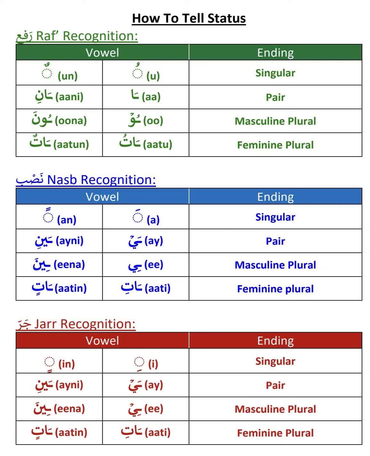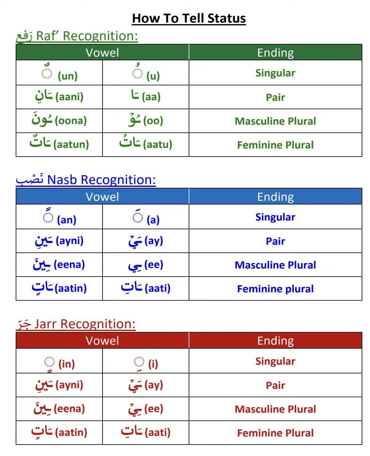Okay, we'll go to the nasab. Nasab is also very easy. Now we finished rafa. Now everything comes as fataha in the nasab. So if you take an a or an sound, that is, if you take Muslim and put an a or an sound, that is Muslima or Musliman.